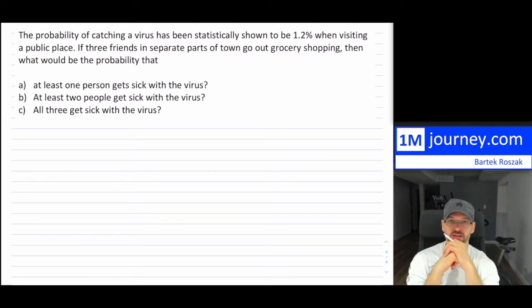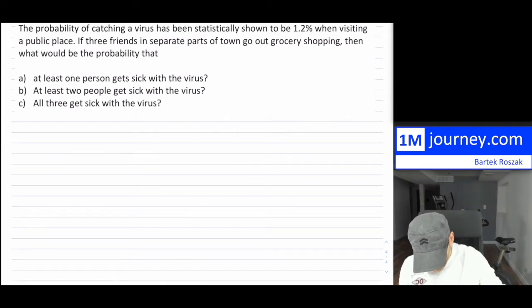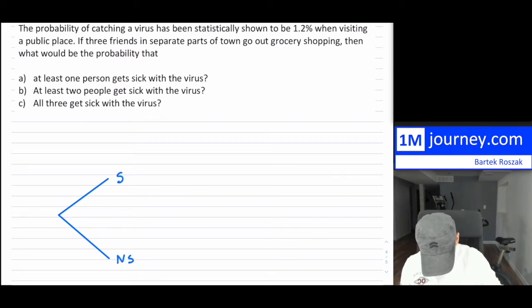So this is interesting, and we can tackle this. We can do a tree diagram to try to see it, and I'm going to use complements to make our life a little bit easier in some of these cases. So let's visually see this problem. Let's divide this up. If one person goes out, they either get sick or they do not get sick.